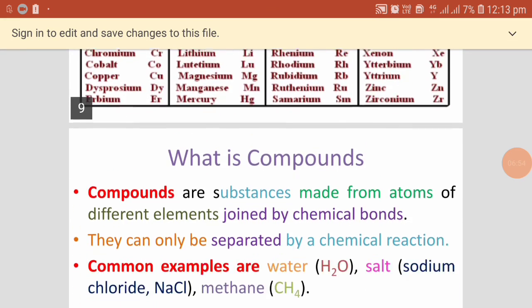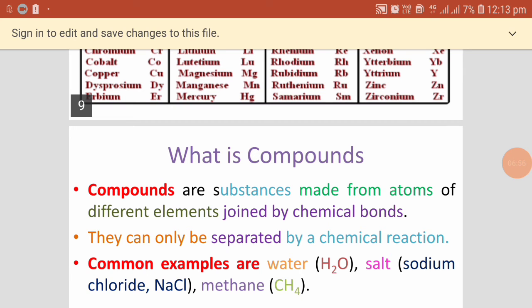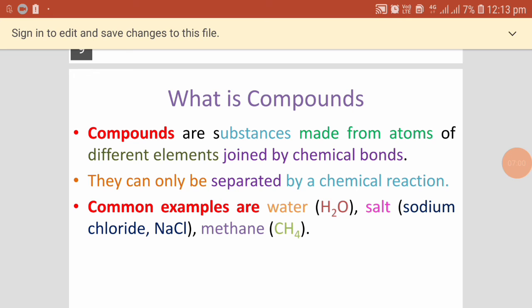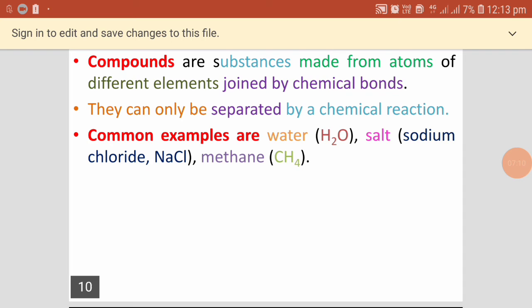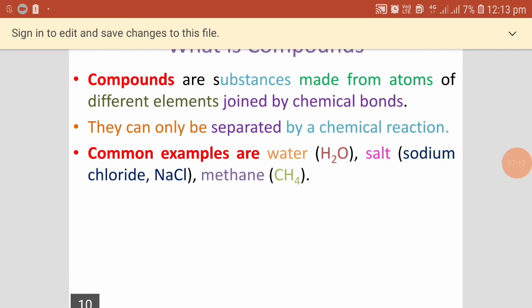And next is compound. Compounds are substances made from atoms of different elements joined by chemical bonds. They can only be separated by a chemical reaction. Common examples of compounds are water, salt, that is sodium chloride, methane, etc. Here, why is it called a compound? Here we can see two different elements. So it is called a molecule of a compound.